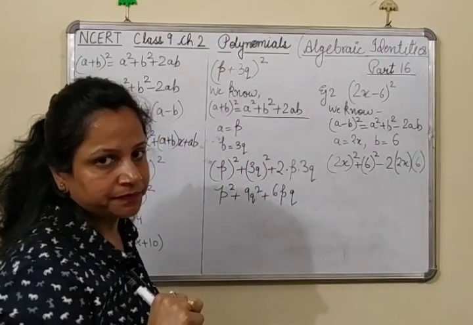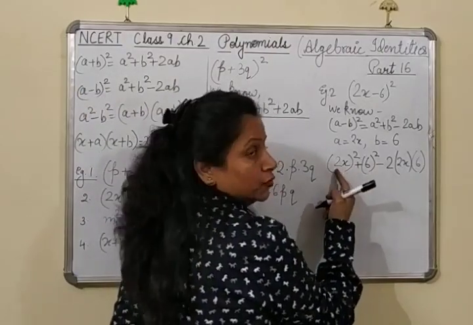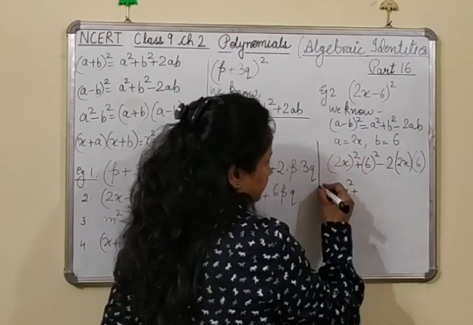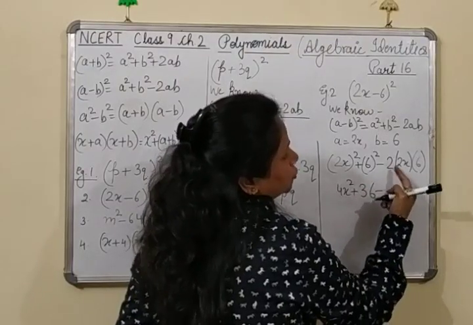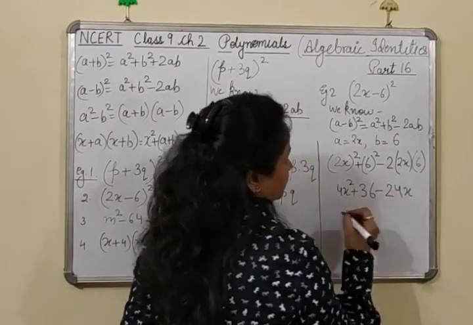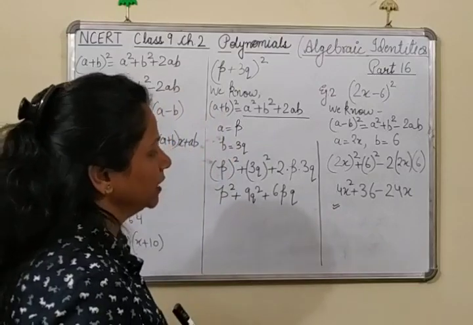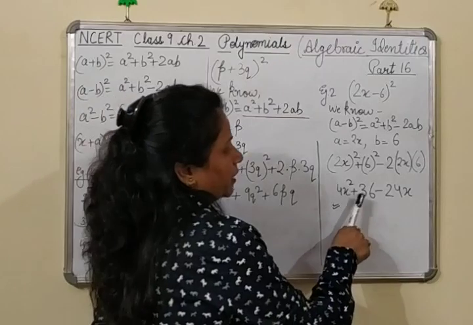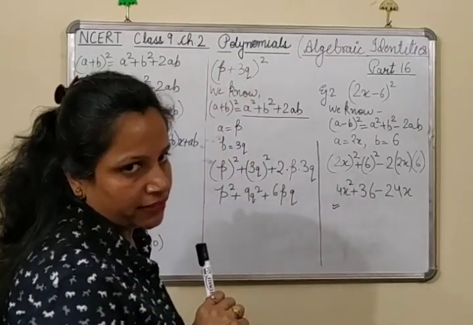Any problems? Fine. Now (2x) whole square will be, square of 2 is 4, square of x is x square, plus 6 square will be 36, minus 2 twos are 4, 4 sixes are 24x. So this is your second identity. Is it okay? 4x square plus 36 minus 24x is the second identity that you have.